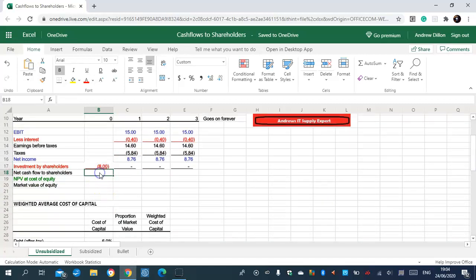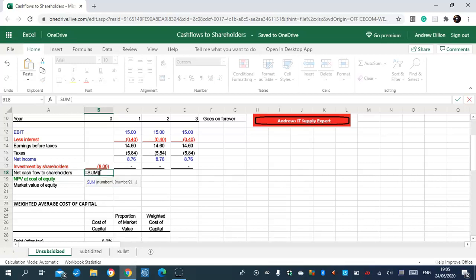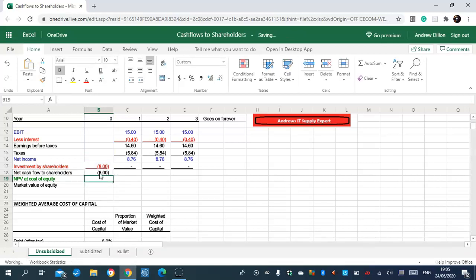Yeah, next step is to find the net cash flow to shareholders. So it equals sum B17 bracket. Let's go and see what the other answers are. €8.76. So very professional. That's very good.